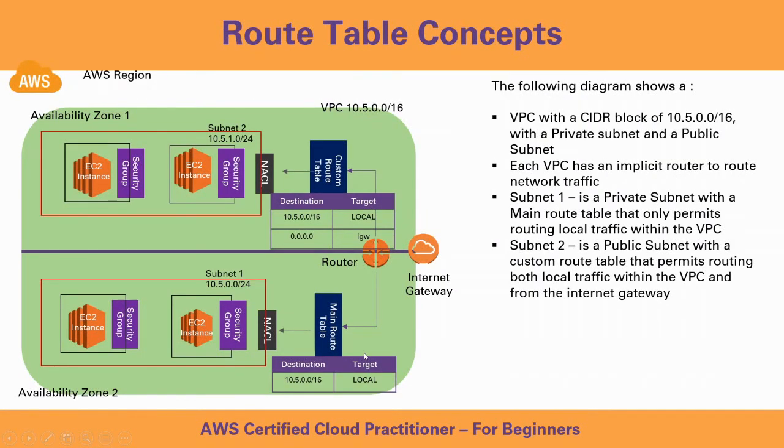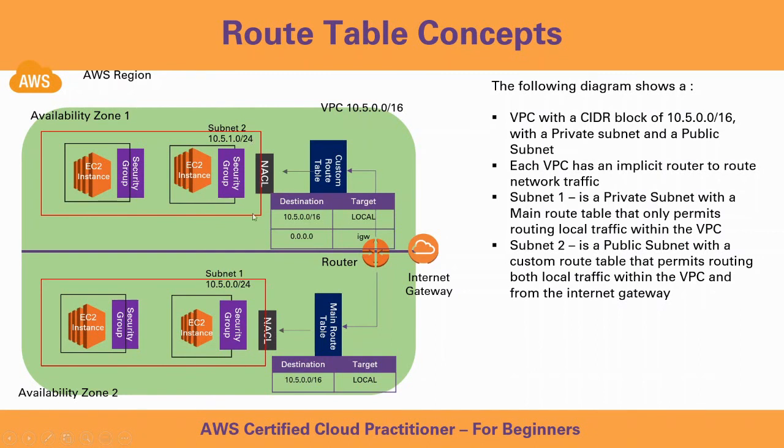Now, to understand the route table concepts, I would ask you to take a look at this particular diagram. Over here we have a virtual private cloud, the VPC, with a CIDR block of 10.5.0.0/16. Now this has two subnets, subnet 1 and subnet 2. Each virtual private cloud comes with an implicit router to route the network traffic.